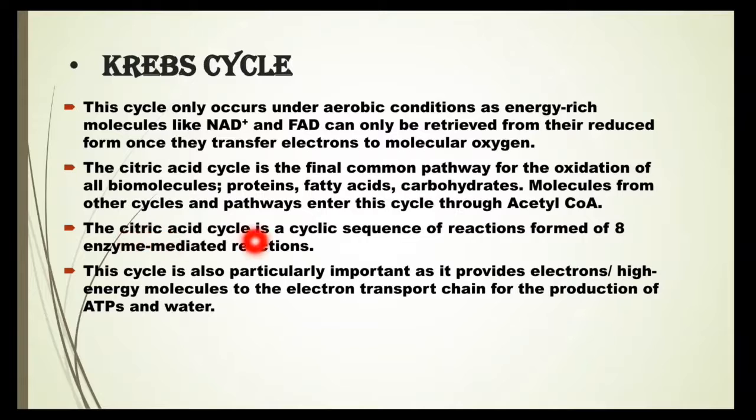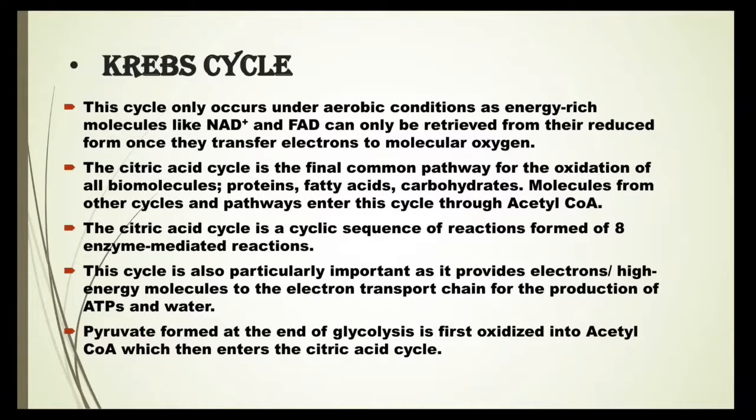The citric acid cycle is a cyclic sequence of reactions formed of 8 enzyme-mediated reactions. This cycle is also particularly important as it provides electrons, high-energy molecules, to the electron transport chain for the production of ATPs and water. Pyruvate formed at the end of glycolysis is first oxidized into acetyl coenzyme A and then enters the citric acid cycle.